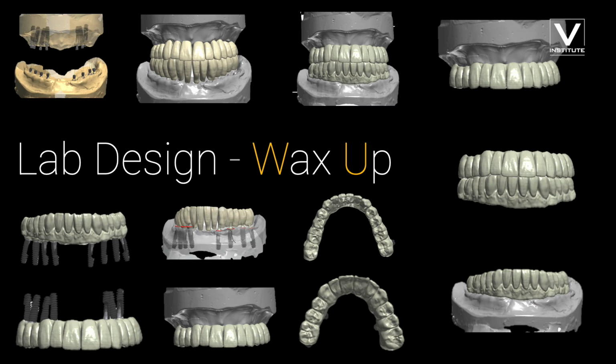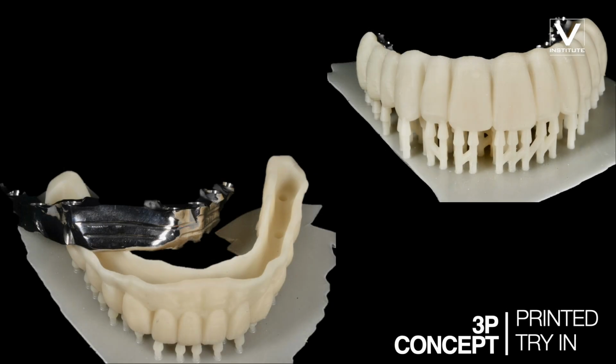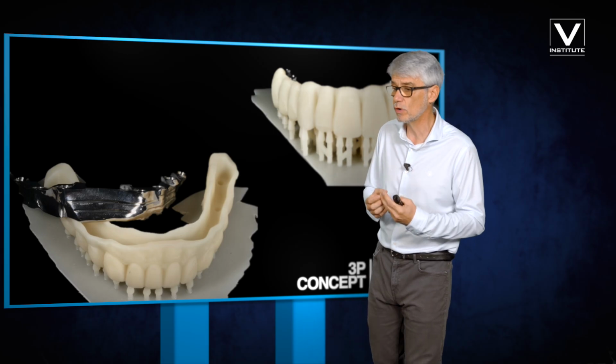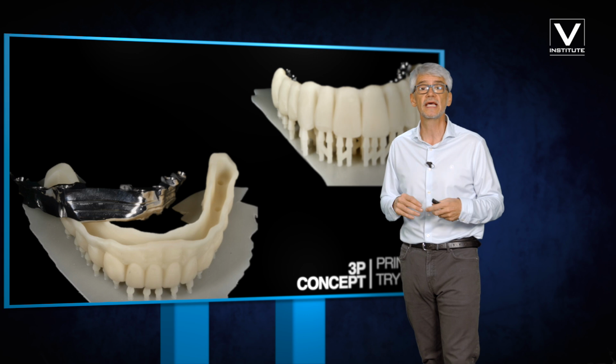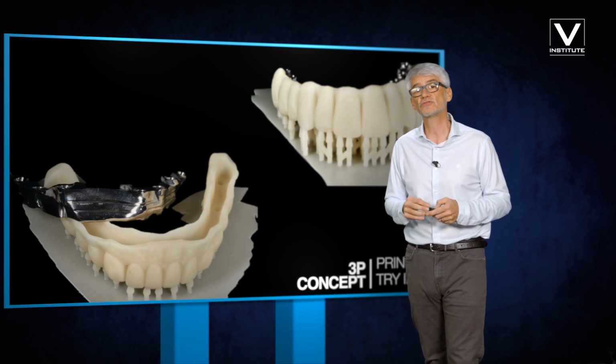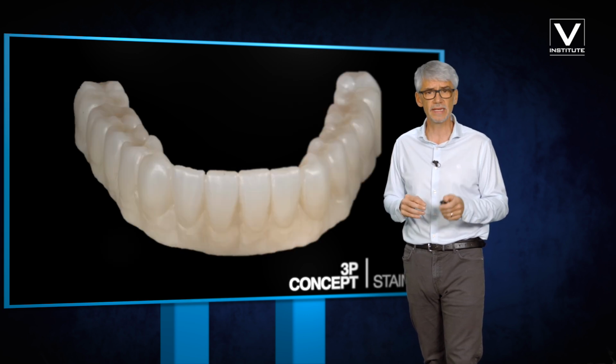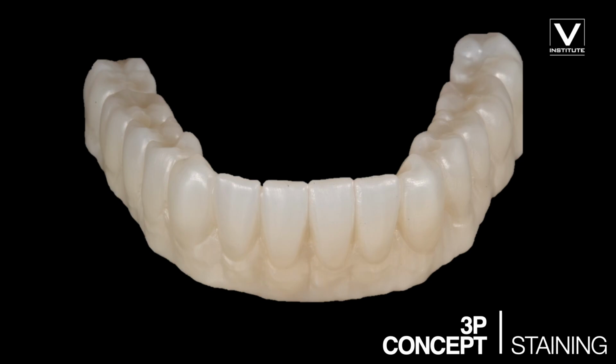The lab is going to do the readaptation of the wax-up, and they are going to perform a very nice restoration that we can print. We always mill the bar because we want to have testing of our work prior to continuing. And then what we do is print a try-in. The try-in comes like this out of the printer, but we can easily stain it, so it's going to be very nice looking.